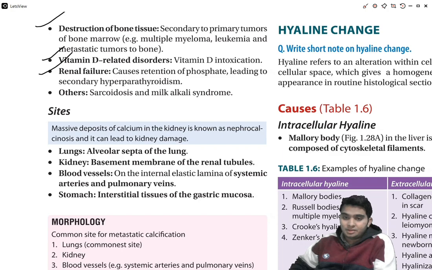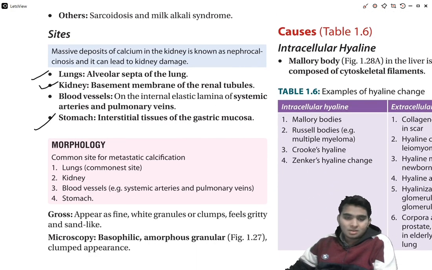The sites involved in metastatic calcification are the lungs, at the alveolar septa; the kidney, at the basement membrane of the renal tubules; blood vessels, at the internal elastic lamina of systemic arteries and pulmonary veins; and the stomach, in the interstitial tissues of the gastric mucosa. The lungs are the commonest site.